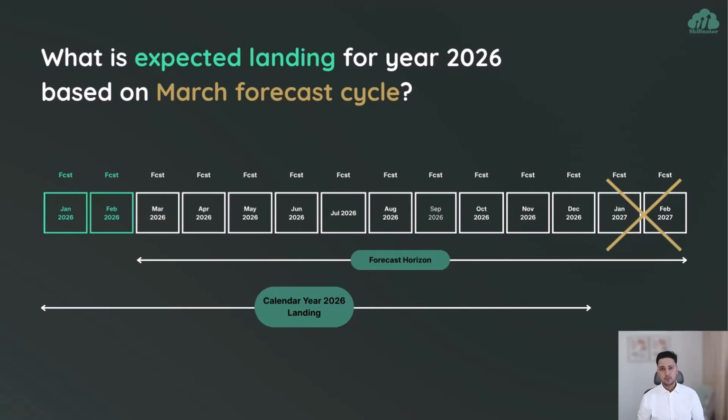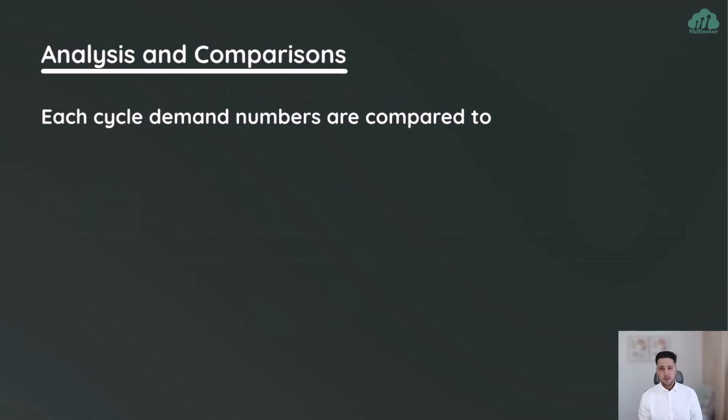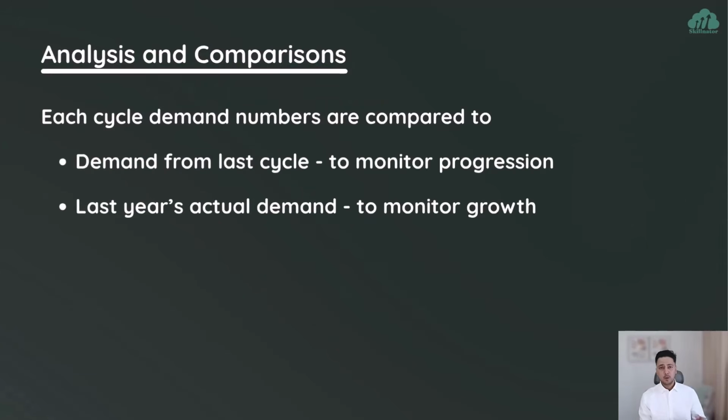This ongoing process of actualizing the latest month and extending the forecast horizon 1 month further is what creates a rolling forecast. Now, forecast governance is not just about updating numbers, it's also about reviewing and understanding the changes. In most organizations, numbers from the current forecast cycle are always compared to the previous forecast cycle and the last year's actual numbers. This helps answer questions like, why did the forecast change versus last month's cycle? Or is the business growing compared to last year? Or are the changes driven by demand, pricing, or assumptions? These comparisons are critical for transparency and alignment.